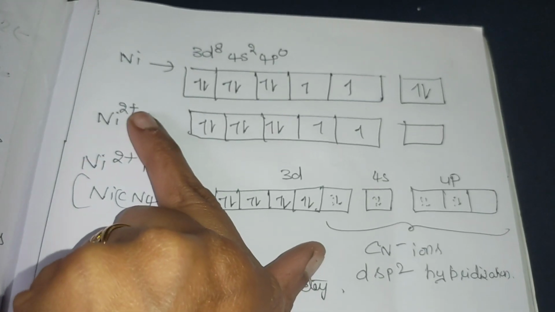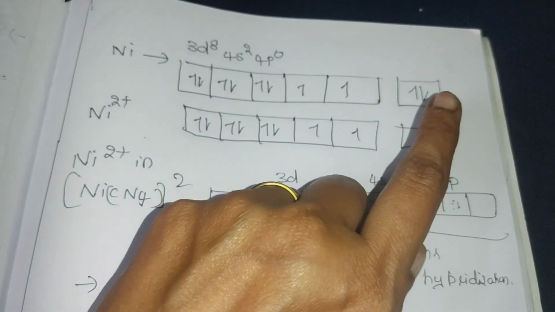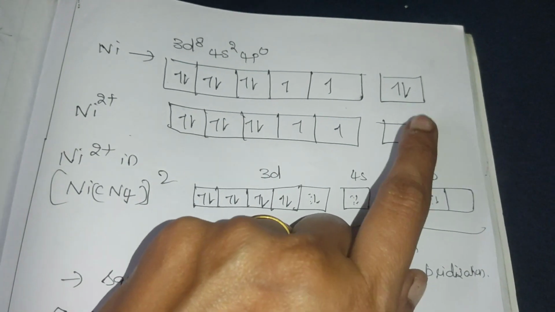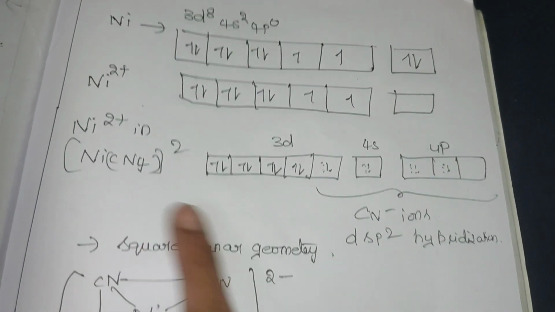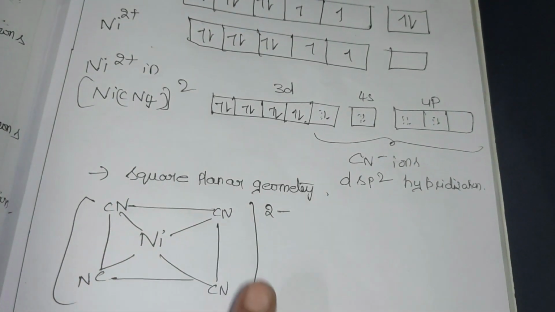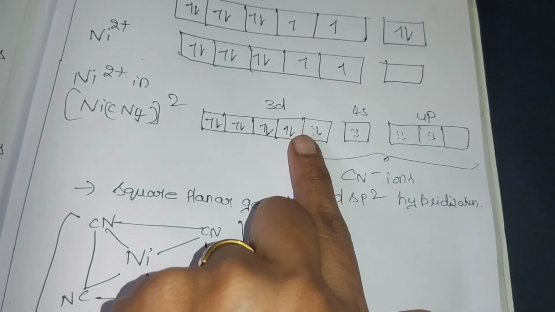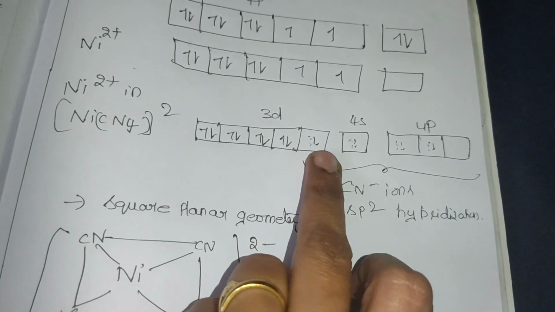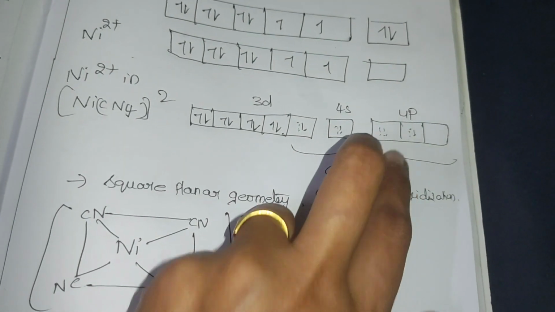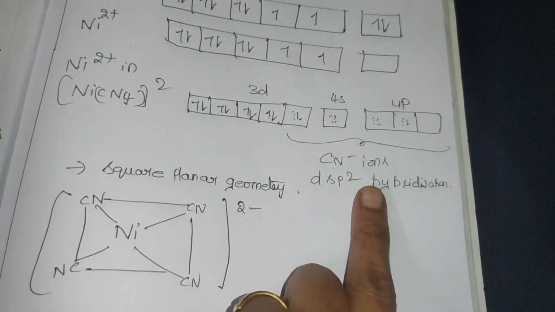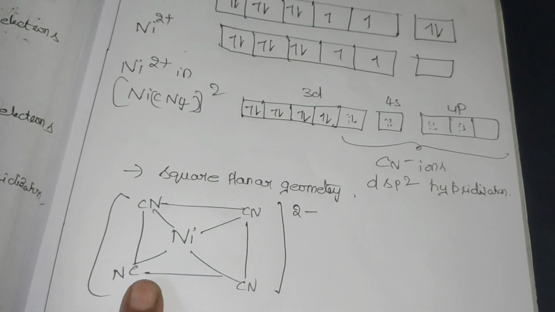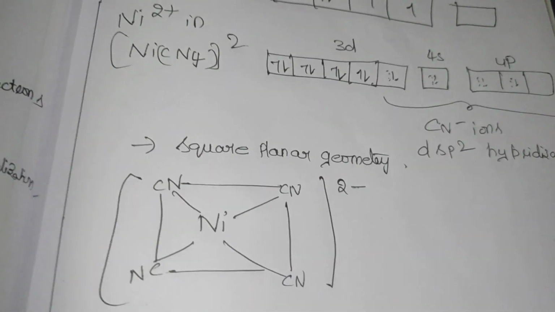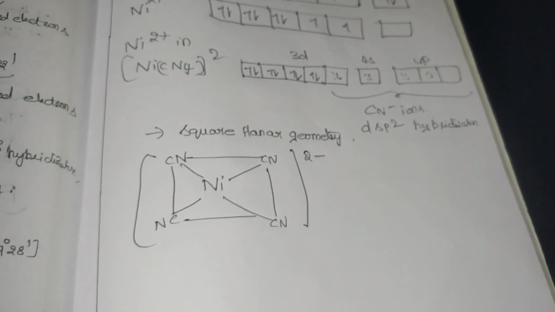It will give 2 electrons to form nickel 2 plus, and then the orbitals will be free. After that it will react with 4 cyanide ions, sharing with 4 of them. So what is happening? One 3d, one s and 2 p orbitals are involved, so dsp2 hybridization is formed. It has square planar geometry, Ni(CN)4 2 minus. Like this we can explain the Ni(CN)4 2 minus geometry.